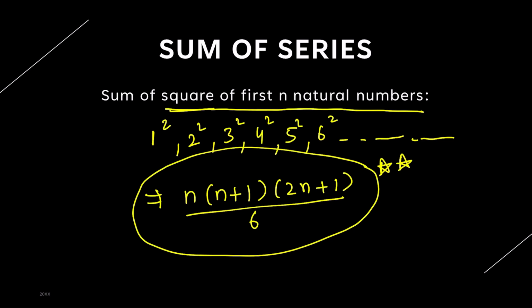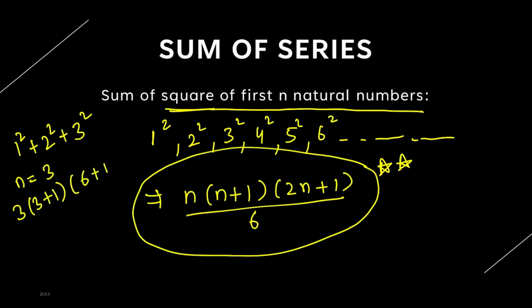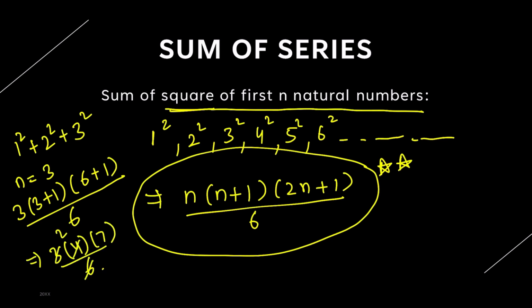So now to check this formula, suppose I do 1 square plus 2 square plus 3 square only, right? First three natural numbers squared. I will just put in the value of n as 3. So 3 into 3 plus 1, 2 into n means 6 plus 1, divided by 6. I hope this is clear. Now, if you calculate this, that is 3 into 4 into 7 by 6, that is going to give you 14.